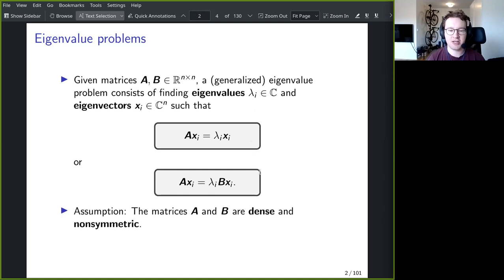For my codes, I'm assuming that matrices A and B are dense and non-symmetric. If they're sparse, then there are different kinds of software and techniques to solve them. The same goes if the matrices A and B are symmetric, then again you will end up using slightly different techniques. But there do exist some task-based implementations for the symmetric case as well. Everything I've done deals with dense non-symmetric matrices.